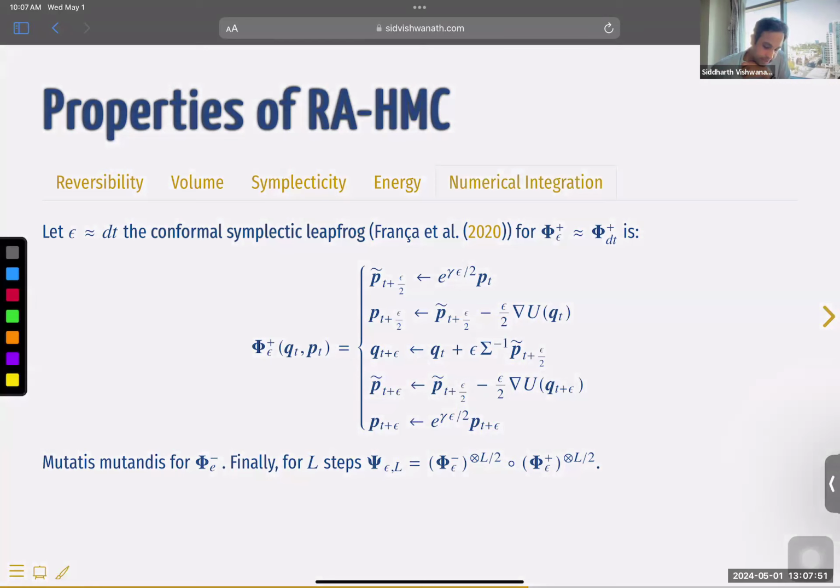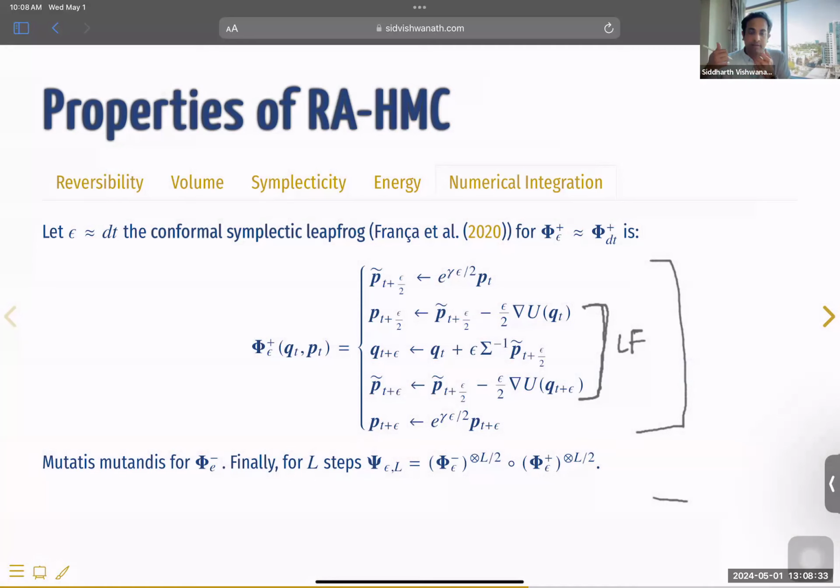That is given by the scheme that you see over here. Even though it looks more complex than the leapfrog, I'll just quickly point out that the inner three steps that you see over here are exactly the leapfrog steps. So it's only those two outer steps that are the addition of the conformal symplectic leapfrog, and those don't require any gradient evaluations. So it's not going to significantly increase your computational time for implementing this method.